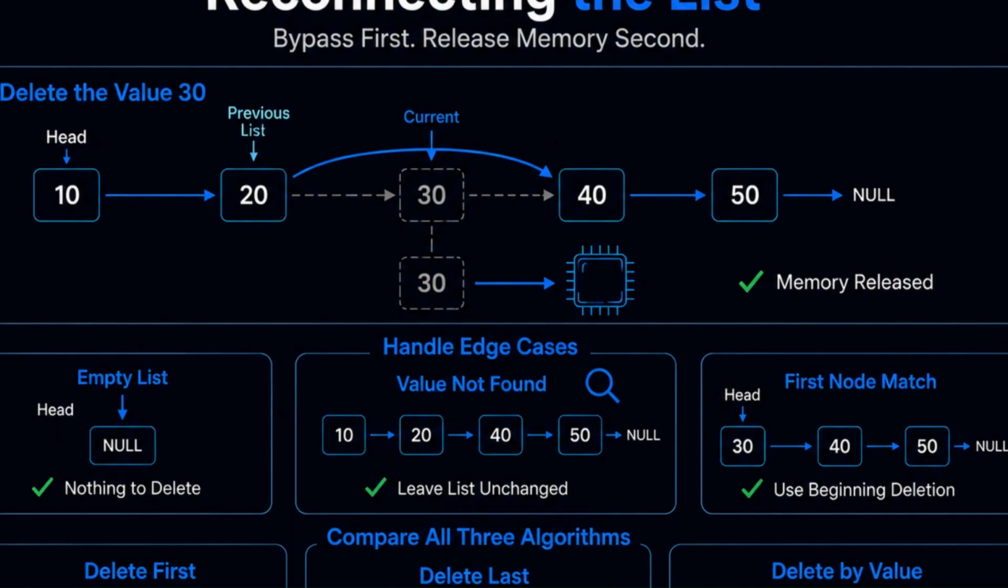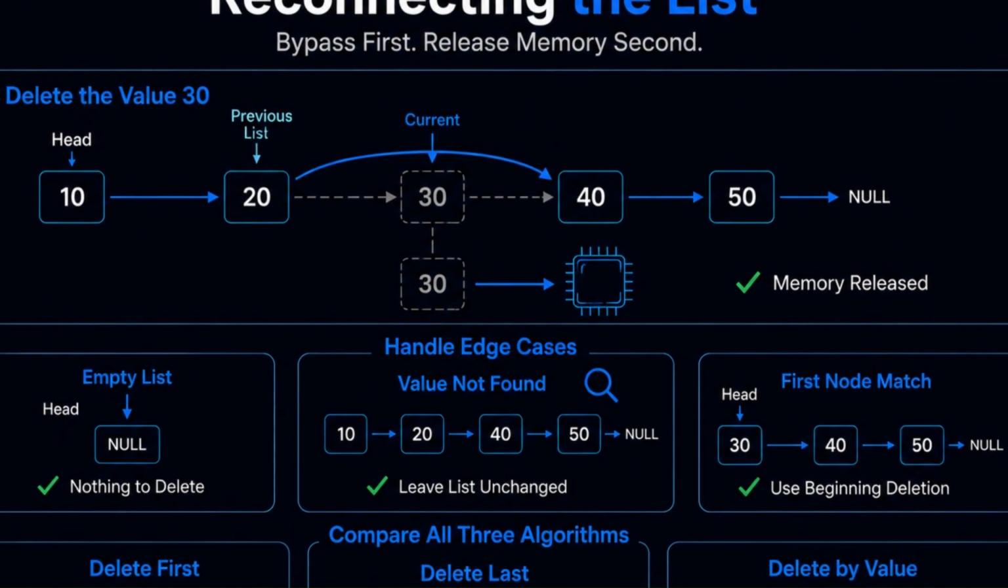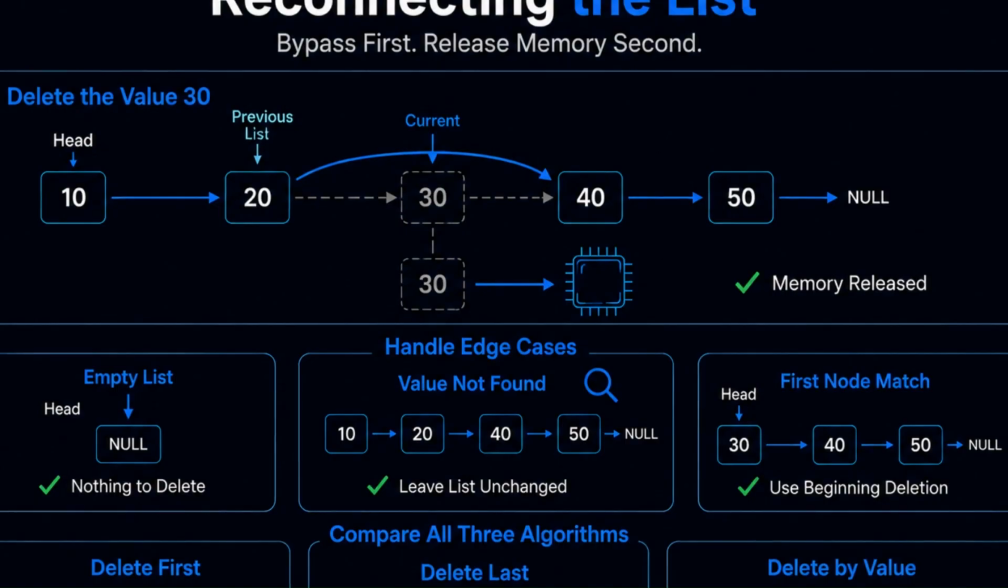There are a few other edge cases we should think about as well. What if the list is empty? What if there's only one node? What if the value we're deleting happens to be the first node? Each of these situations requires slightly different handling. That's why you'll often see these checks near the beginning of a deletion function. Although they might seem repetitive, they prevent many of the crashes beginners experience while learning linked lists.